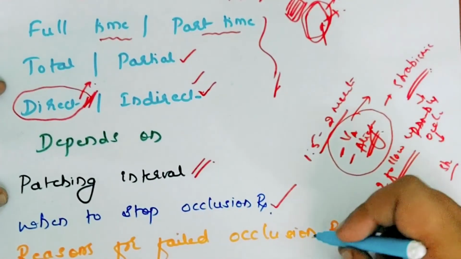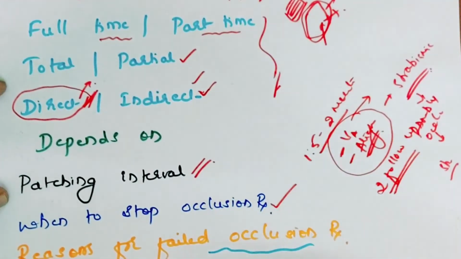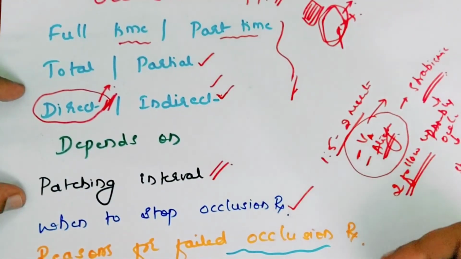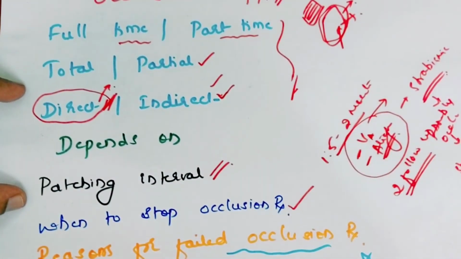So what are the reasons for failed occlusion therapy? Most of the time it is because of poor cooperation from the patient, or the treatment might have started very late, or the patient may have latent nystagmus, or some other underlying organic cause. Then only the occlusion treatment will fail. If it is followed properly, usually it gives good results.